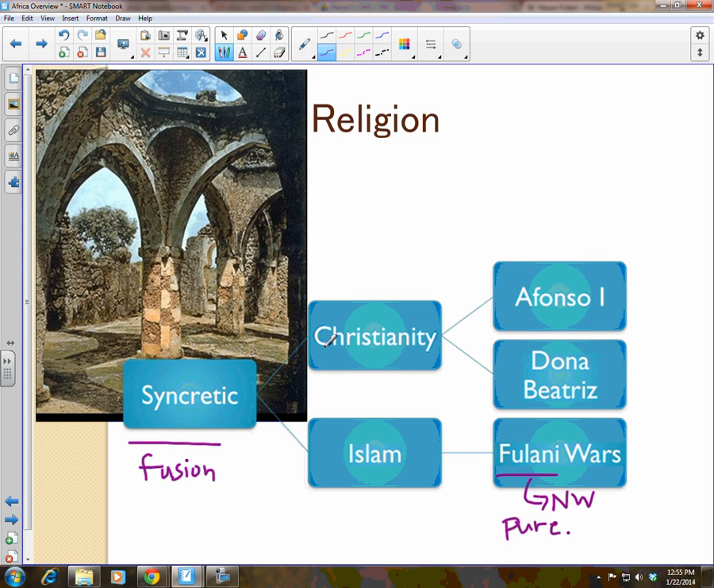There are some other examples of fusion between Christianity and syncretic traditions. For example, an interesting syncretic version of Christianity appeared in the Congo in the 1700s. Donna Beatrix proposed that Jesus Christ was actually a black African. Now, this is very interesting because cultures often do this.